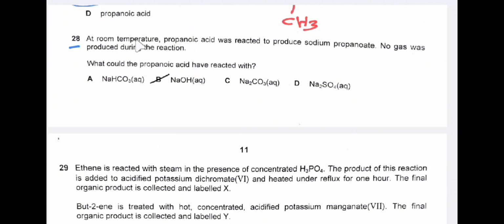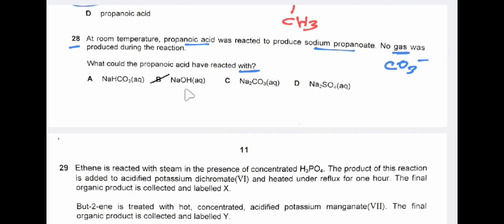28. At room temperature, propanoic acid was reacted to produce sodium propanoate. No gas was produced during the reaction. So no gas is produced. That means there should not be any carbonate, CO3 minus. So there should not be any carbonate. What could the propanoic acid have reacted with?